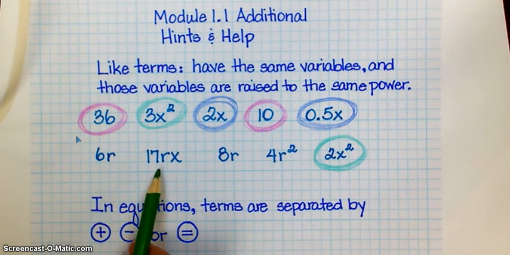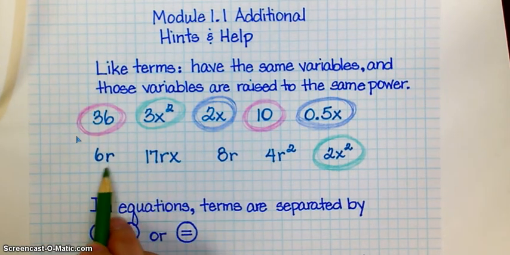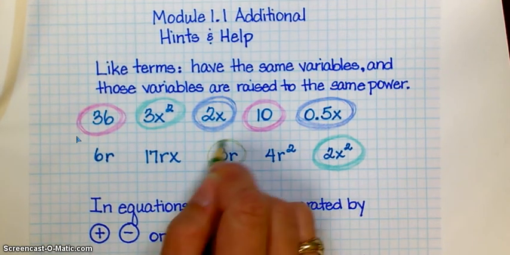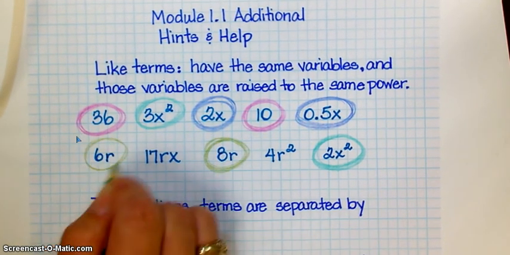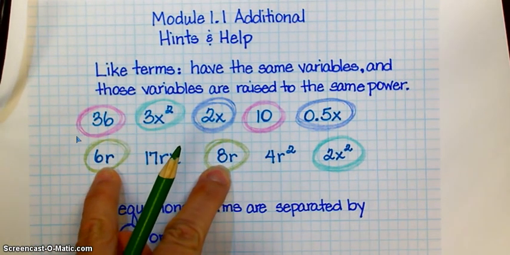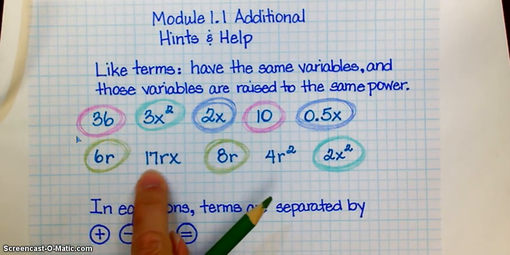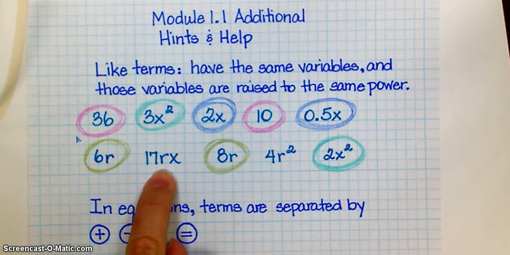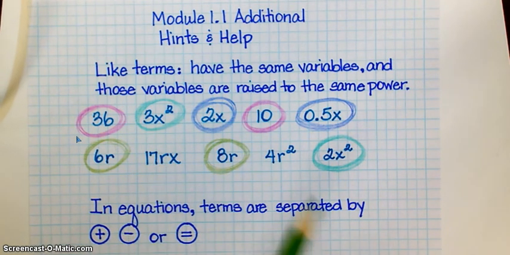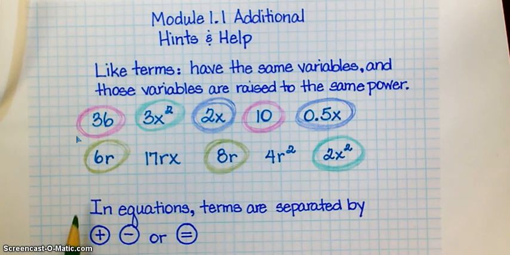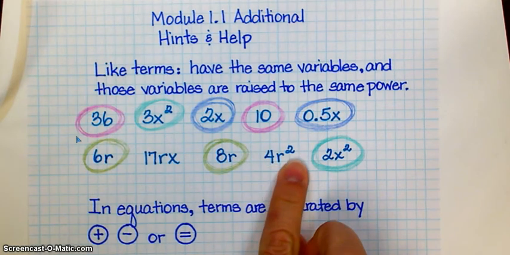6r, I can't combine it with 17rx because this one has two variables, this one only has one. However, I can combine it with 8r because it's got the same variable raised to the same power. Again, assuming both of these are positive, I could simply combine them and that would be 14r. 17rx, there's nothing else in this list that's a like term for this one because it's got to have an r and an x. Over here, 4r squared, there's nothing in this list that's a like term because nothing else has r raised to the second power.